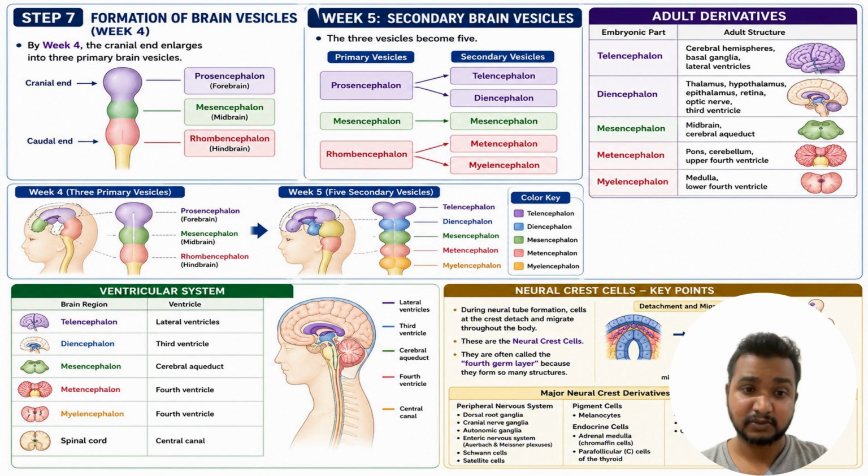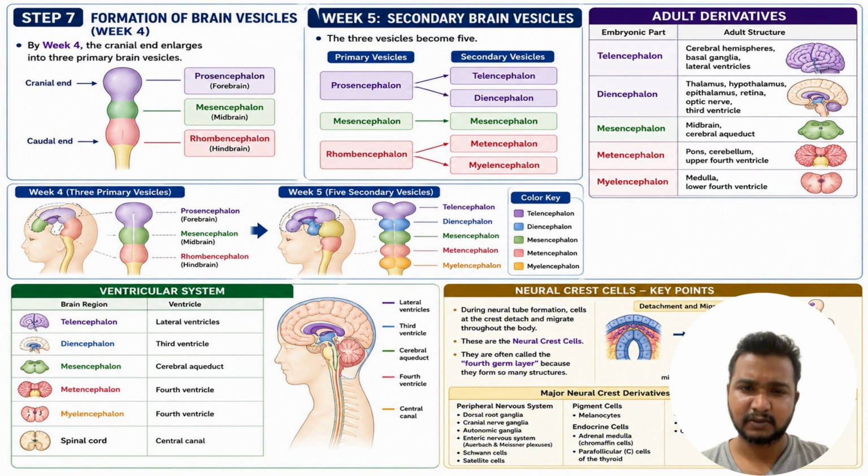Now let's understand each one. The prosencephalon, or forebrain, divides into 2 parts. The first is the telencephalon, which later develops into the cerebral hemispheres, including the cerebral cortex, basal ganglia, and lateral ventricles. The second is the diencephalon, which forms the thalamus, hypothalamus, epithalamus, retina, optic nerve, and the third ventricle. Notice that the mesencephalon does not divide. It remains as the midbrain and contains the cerebral aqueduct, which connects the third and fourth ventricles.